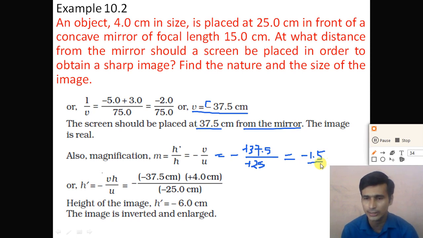So what is the height of the image? The height of the image we calculate by m is equal to h dash by h. So h dash is equal to m multiplied by h.